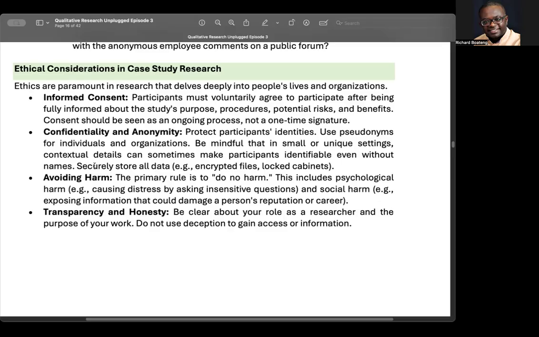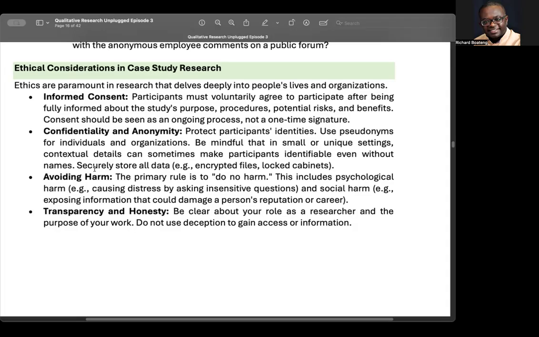Okay. What else? Confidentiality and anonymity. You have a duty to protect the identities of your participants and the organizations they belong to, if requested or necessary. This usually means using pseudonyms for people and places in your notes and final report. Be especially careful in small or unique settings where even contextual details might inadvertently identify someone. And, of course, securely store all your data to prevent breaches. Keep the data safe. Definitely. Third is the principle of avoiding harm, often summarized as do no harm.